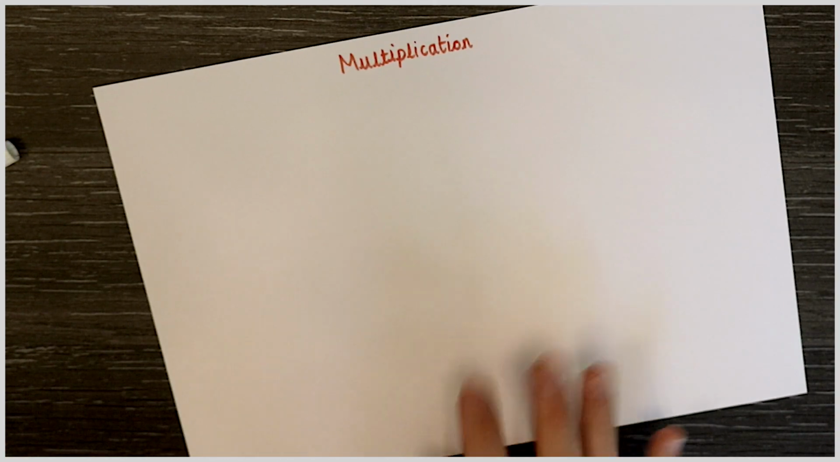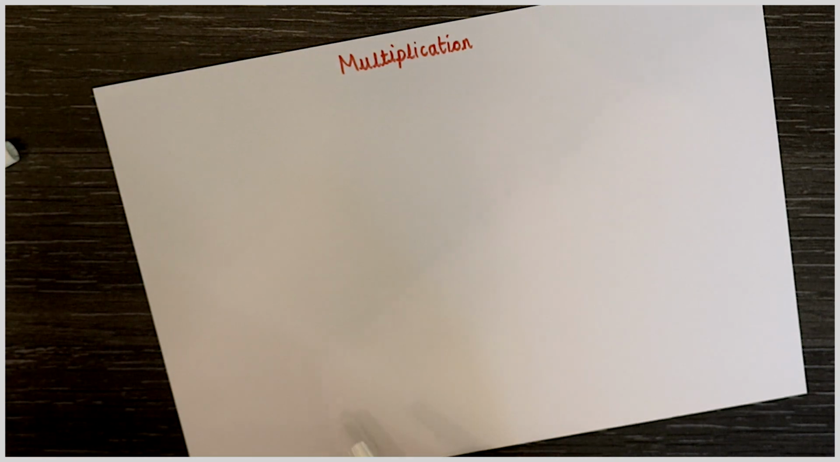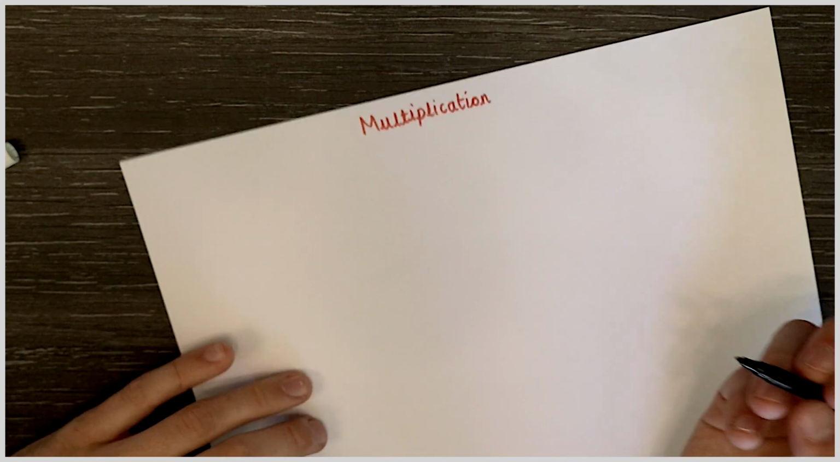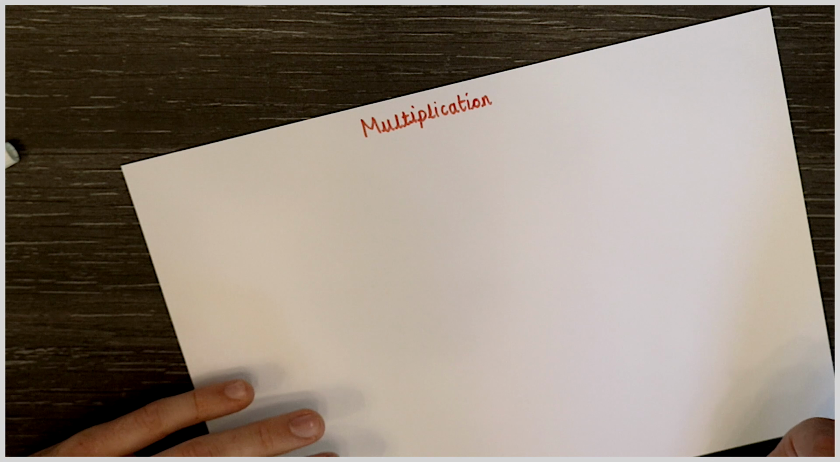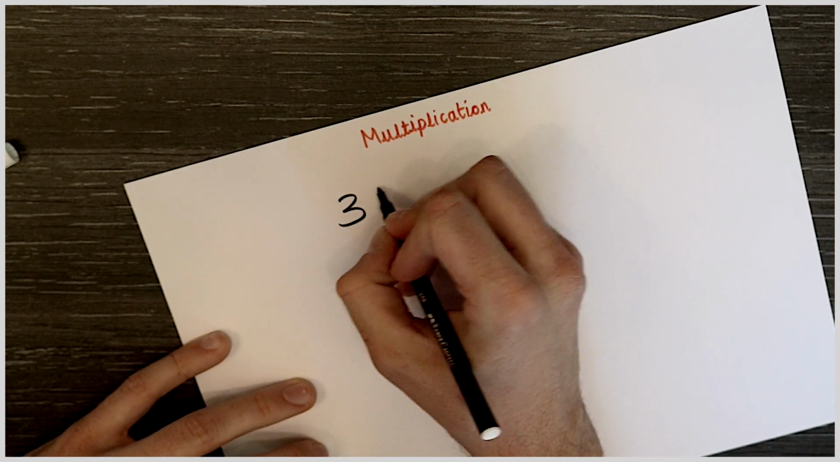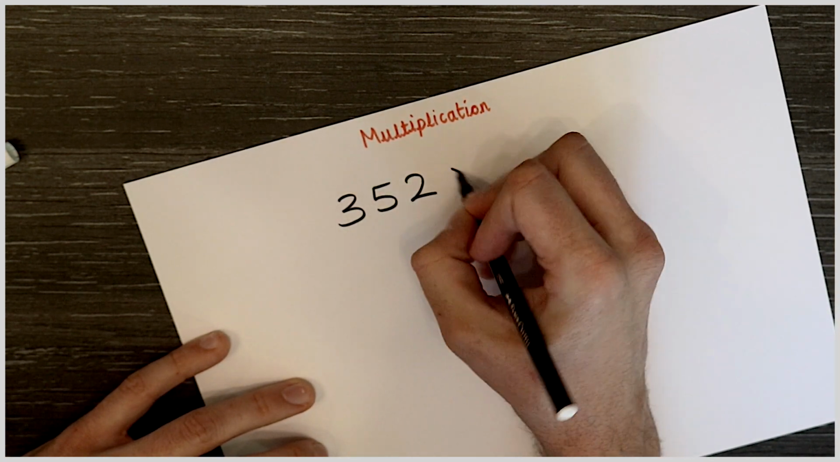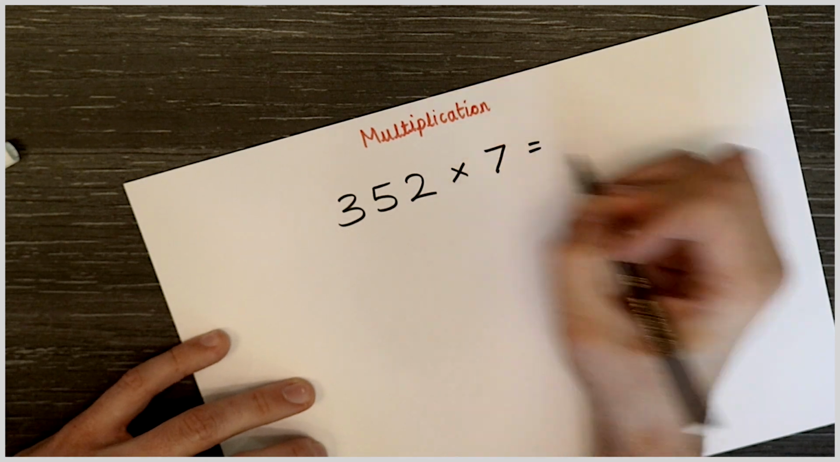With multiplication, lots of things can go wrong if you're not careful. Well, first things first, let's get a multiplication. We're gonna make a big one. Now, it's worth saying that with multiplication, you need to know your times tables.